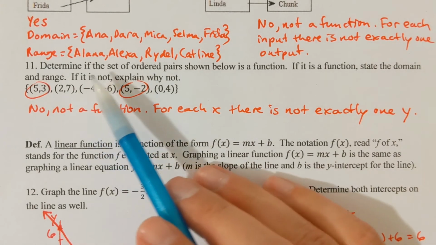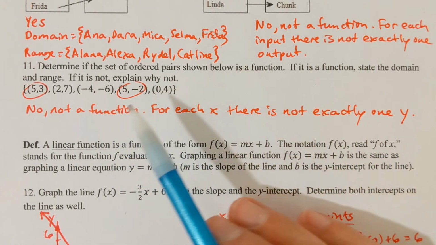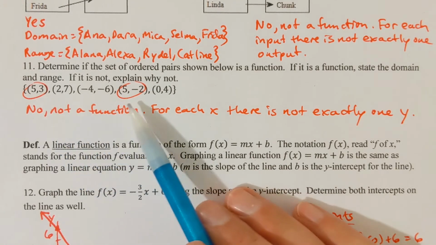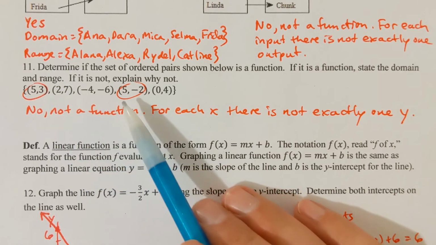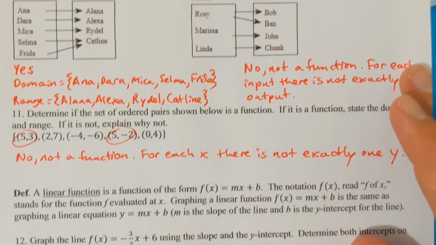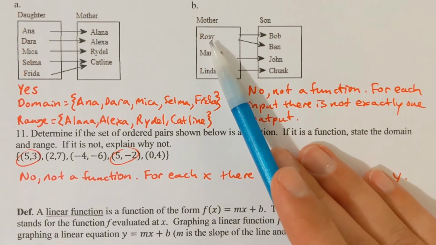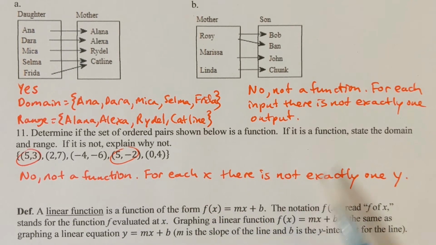Problem 11, determine if the set of ordered pairs is a function. It's not going to be a function here because of these 2 points listed, (5, 3) and (5, -2). 5 is going to 2 different places. 5 is going to 3, and 5 is going to -2. And we just said for each x, there's only one y, not 2 different y's. And so I've got that stated there.